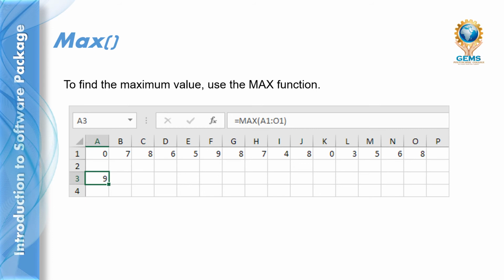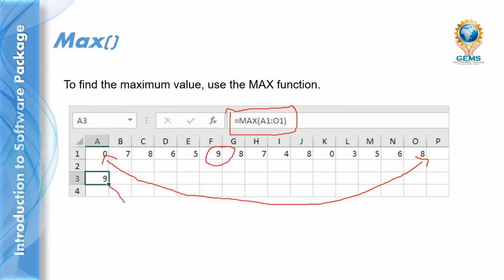Maximum, the MAX function. To find out the maximum value, use the MAX function. The syntax of this function is equal to MAX of A1 to O1, which is nothing but a range of values from A1 to O1. So we can check what is the maximum value. We can find it here: 9 is the maximum value. So what is the output? 9 is the output. So the MAX function can help you to find out the maximum value.